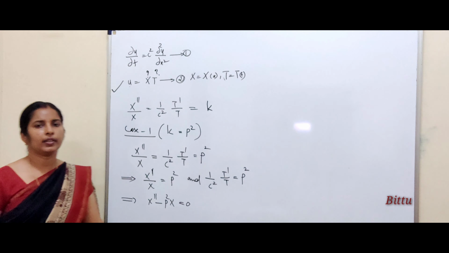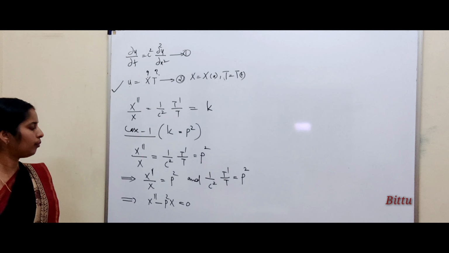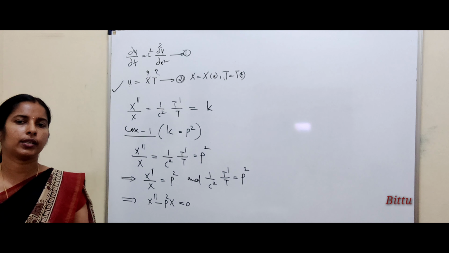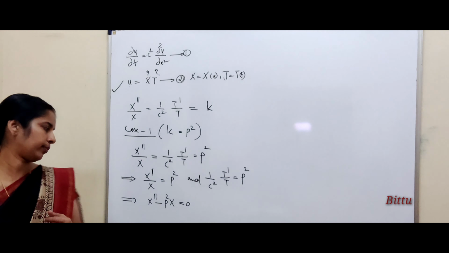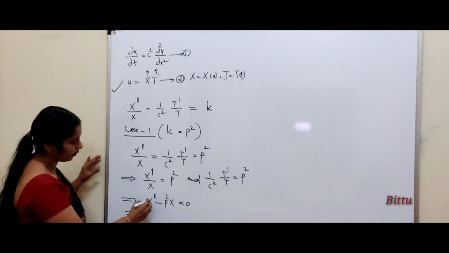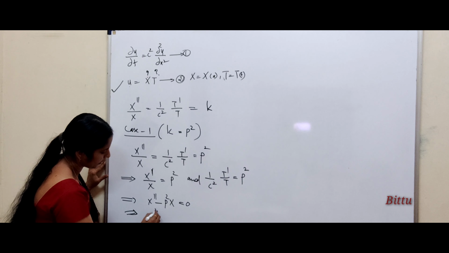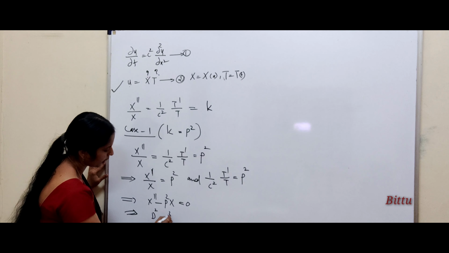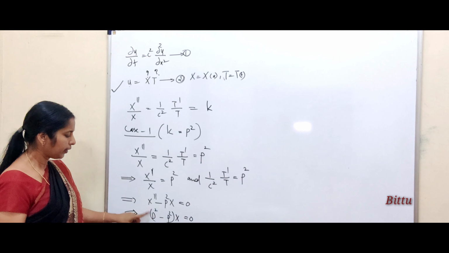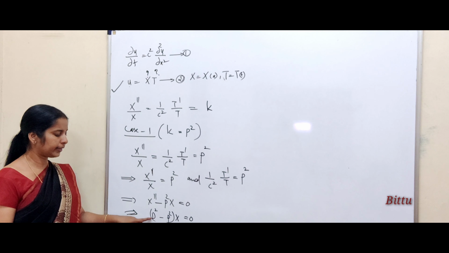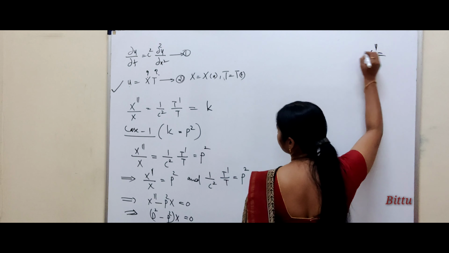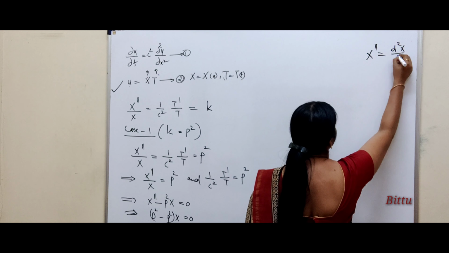It is a differential equation with constant coefficients, so you can solve it by solving its auxiliary equation. By the nature of the solution of the auxiliary equation, you can easily write what X is. For writing the auxiliary equation, we rewrite it as D square minus p square into X is equal to 0. Here capital D indicates d square by dx square, because X double dash is d square X by dx square.